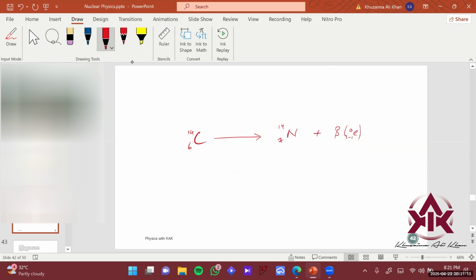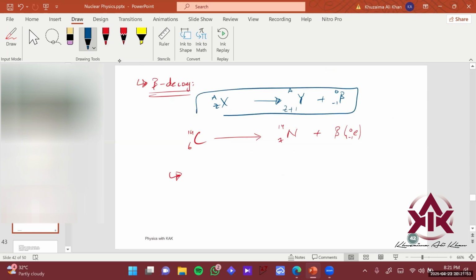So what happened over here? You can see that the mass number is the same. Let's write down an equation for beta decay. Let's say you have element X with mass number A and atomic number Z. If you have a beta decay, it will produce another element of the same mass number and Z plus 1, plus a beta particle that is -1 and 0. So this is your standard beta decay equation.